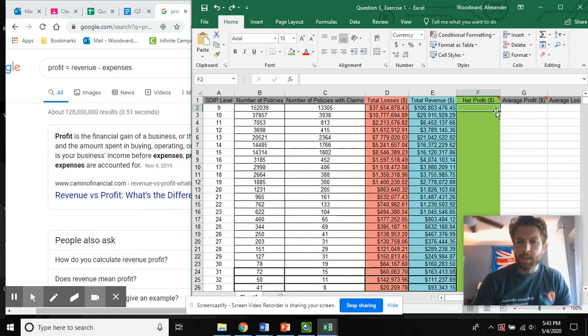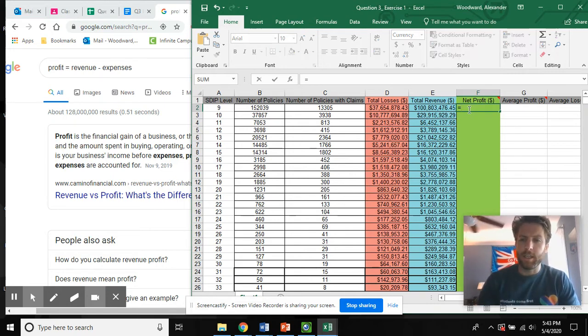The net profit is simply going to be equal to the total revenue minus the total losses. So here I want to show you, instead of just doing this with the calculator and then plugging in the numbers, which is a really tedious task, Excel and Google Sheets actually does that for you. So what you can do is hit the equal sign in the box where you're trying to find the net profit.